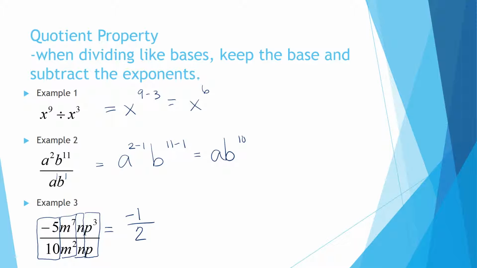Now for the m's, we've got m raised to the 7 minus 2, that'd be the 5th power. And for our n's, 1 minus 1 gives me 0, so the n's cancel out. We've got n over n. But for p, we've got p cubed minus p to the 1st power, so that would be p squared. So our answer for example 3 would be negative m to the 5th power, p squared, all over 2.